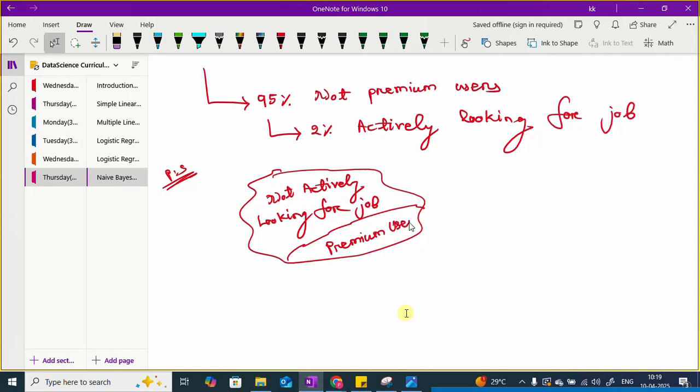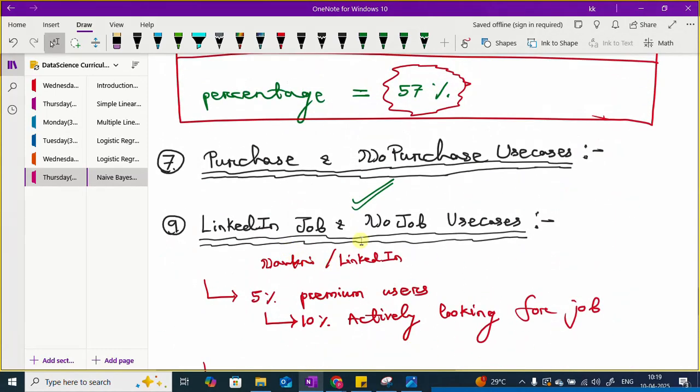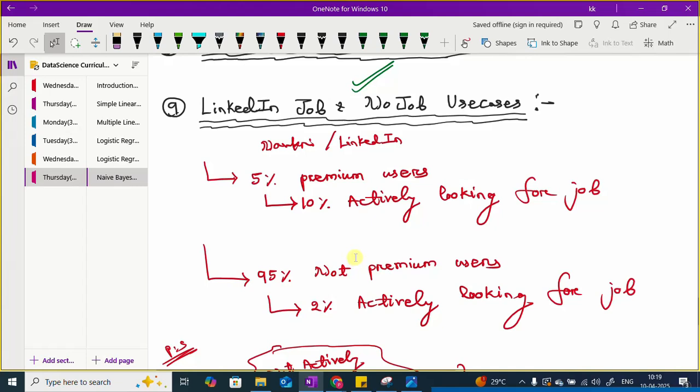Premium user. This is the question, and you have to figure it out. Clear, guys? Now this is what is written in my PPT in the textual format, in the question format, containing 4 or 5 different lines. If you read it, obviously you will get confused.